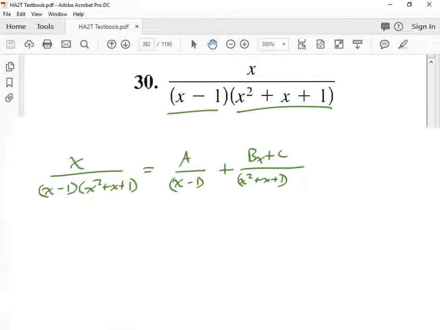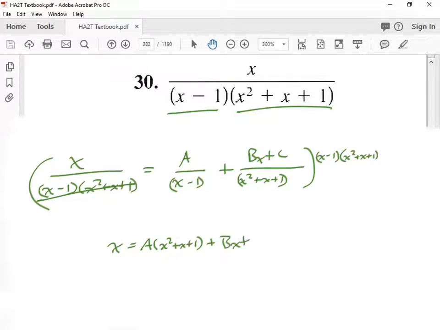Okay, now I'm going to multiply both sides by the common denominator, which is x minus 1 and x squared plus x plus 1. When I multiply it to the first one, the denominator just cancels out. So I get x. When I multiply it to the second term, we get A times x squared plus x plus 1. And that's because this guy cancels out with this guy. But when I multiply this guy to the last one, we just have Bx plus C, and we're multiplying him by x minus 1.